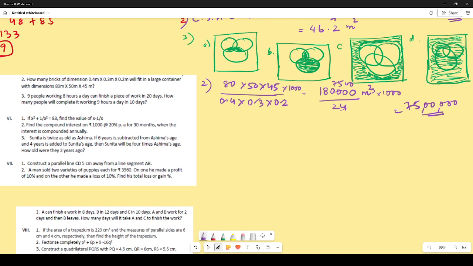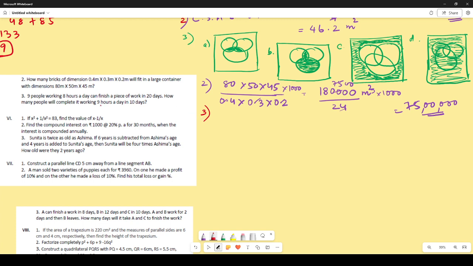But because you got confused with the decimals, you got a different answer. Many of you wrote this in the numerator and this in the denominator. How is that possible? Is this brick fitting into this container, or this container fitting into this brick? So learn to apply some common sense as well. You cannot just keep on doing anything and everything that comes to your mind.